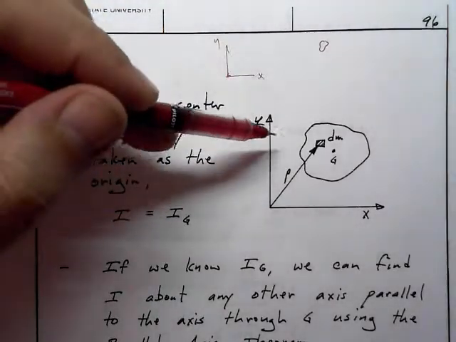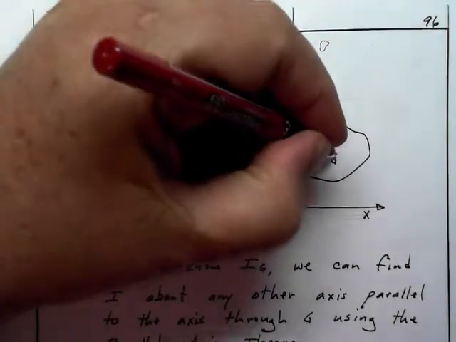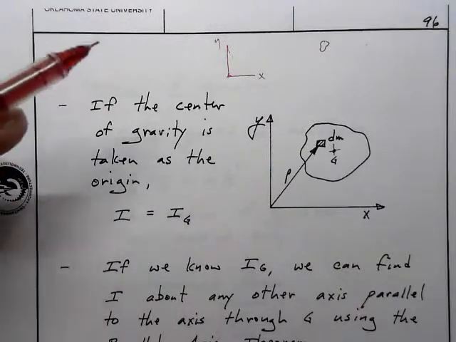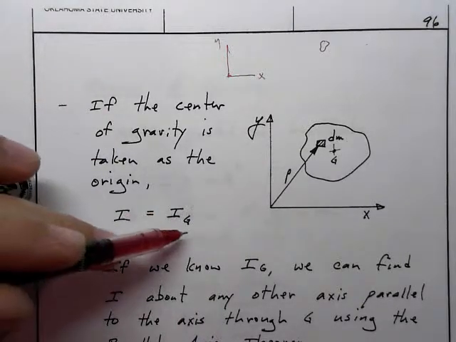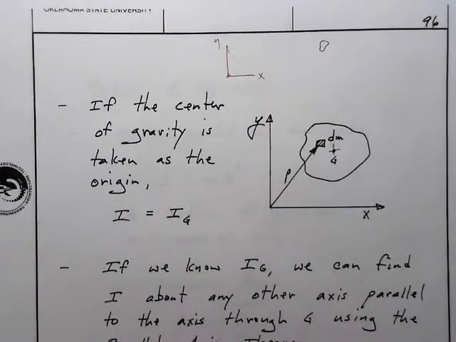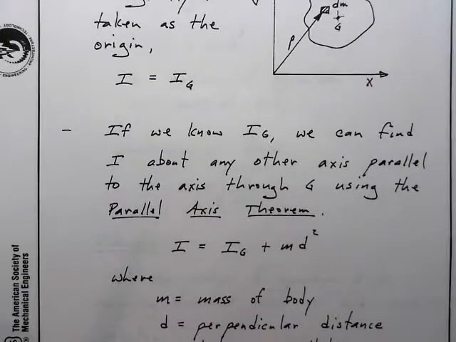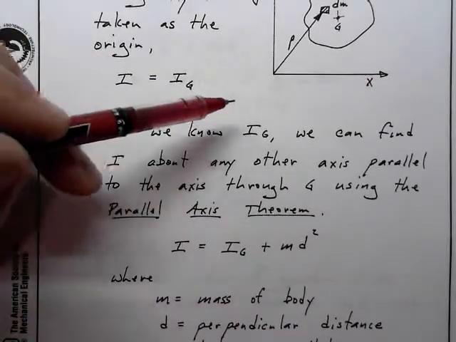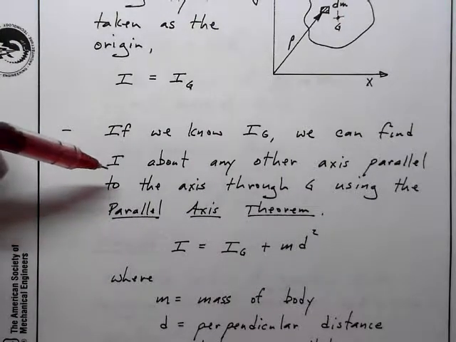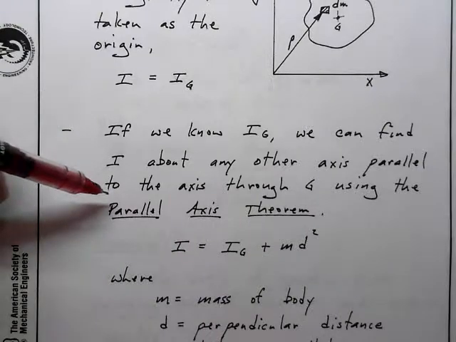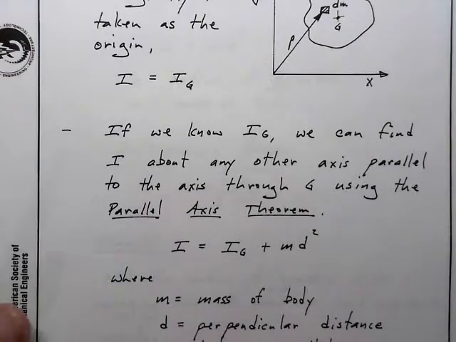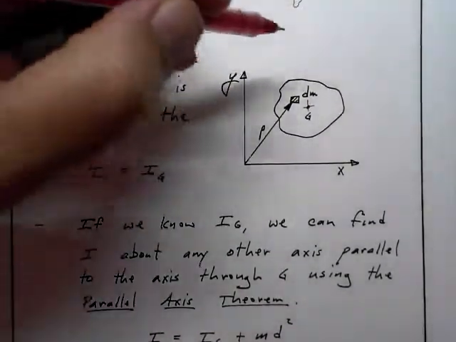Okay, and so if we do use a coordinate system located at the center of gravity of the object, where that's the origin, and we use that for our integrals, then we would say I becomes I sub g, or the mass moment of inertia about the center of gravity. Now, what's nice is if we know the mass moment of inertia about the center of gravity, then we can find the moment of inertia about any other axis parallel to the axis through the center of gravity using the parallel axis theorem. So let's talk about that.